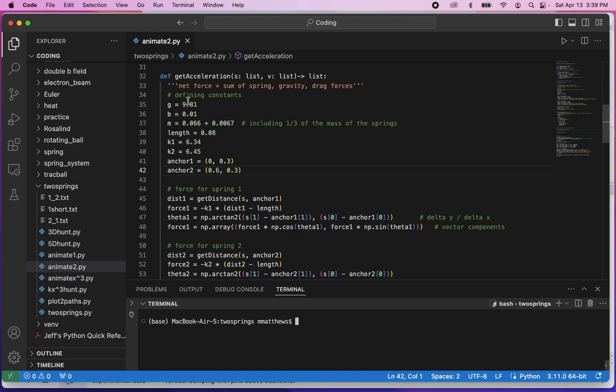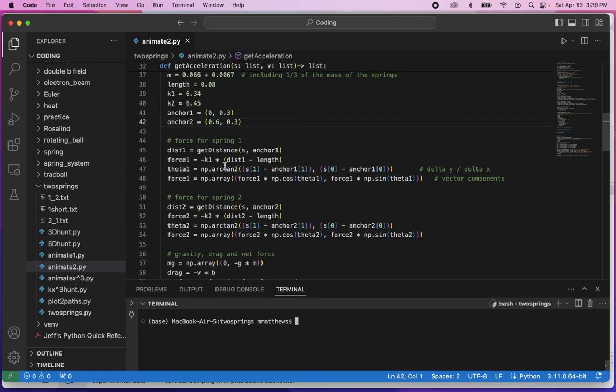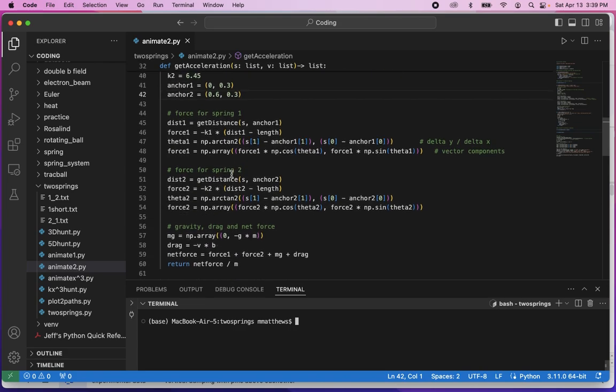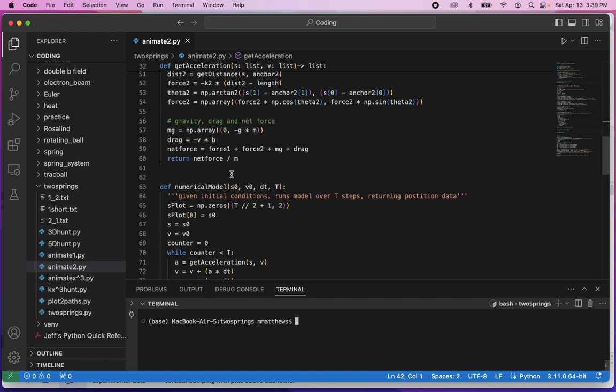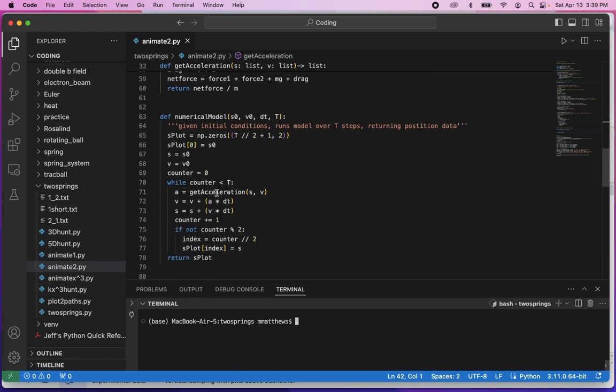We've got our gravity, a little damping factor, the mass, the spring forces, the location of the anchors. Here we're going to calculate our forces and then enter into a loop: the acceleration, then the velocity, and then the position. So let's take a look at how it worked out.